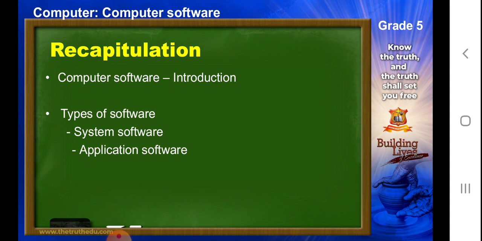After that, we learned about the sub classification of system software and application software. In system software, the sub classification was operating system, language processor, and utility software. The operating system, as we discussed, is a very important software without which the system cannot work. Then we learned about language processors, where we discussed how the computer, which understands only binary language, can communicate with you in English or any other language. That is possible only because of the language processors.